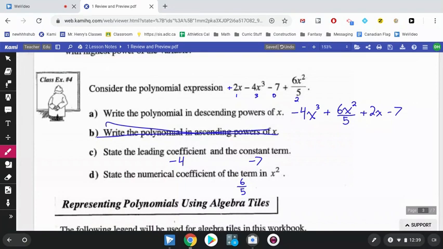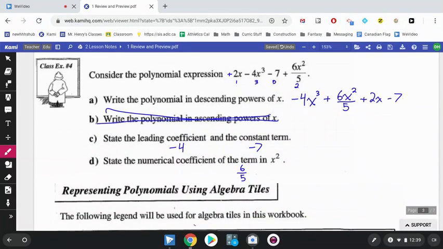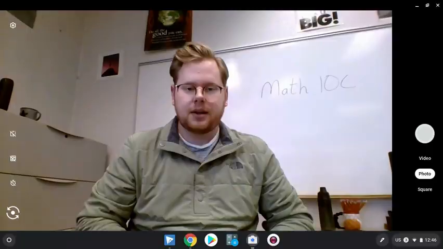The next thing we are going to do is refresh ourselves about algebra tiles. Okay, I'm going to interject here, and that's where I'm going to end it for today. Maybe a little bit on the shorter side, but it's definitely not the most exciting lesson, so I wanted to work on some other things.